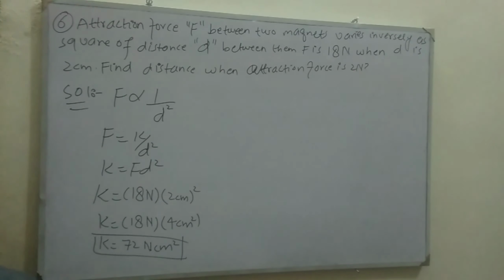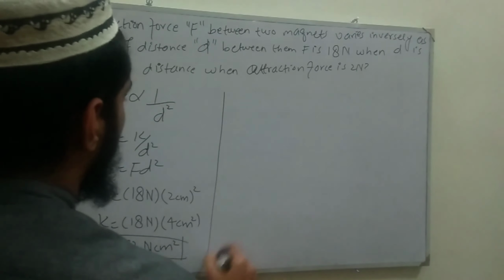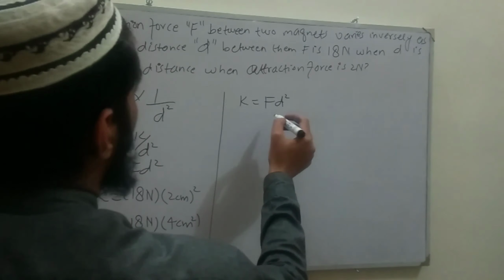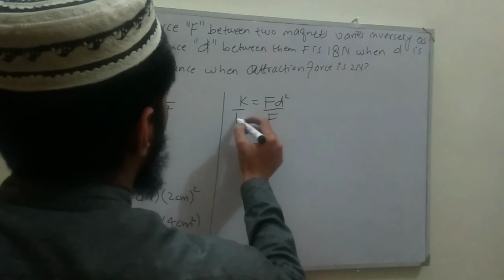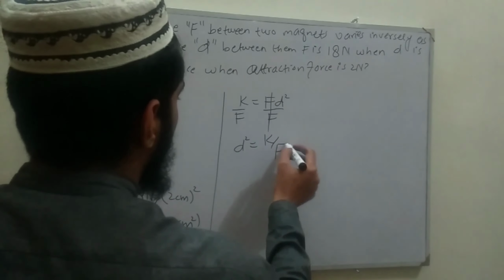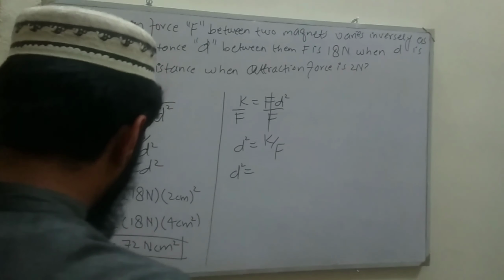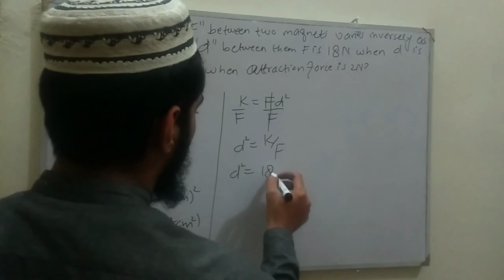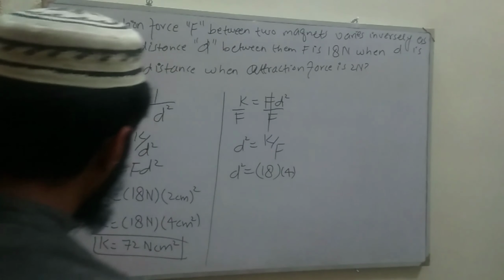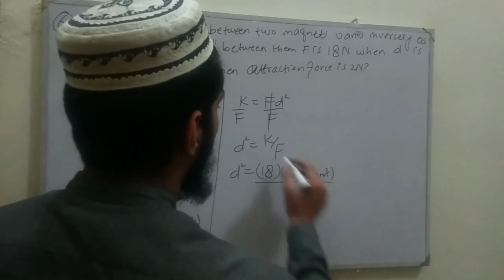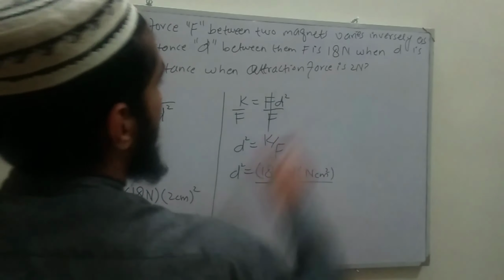We are interested in finding the distance when the attraction force is 2 Newton. Using this relation, k is equal to F d square. Divide both sides by F. So the value of d square is equal to k divided by F. So d square is equal to k, which is actually 72 and can be written as 18 multiply 4, and the unit of k is Newton centimeter square, divided by F. F is actually 2 Newton.